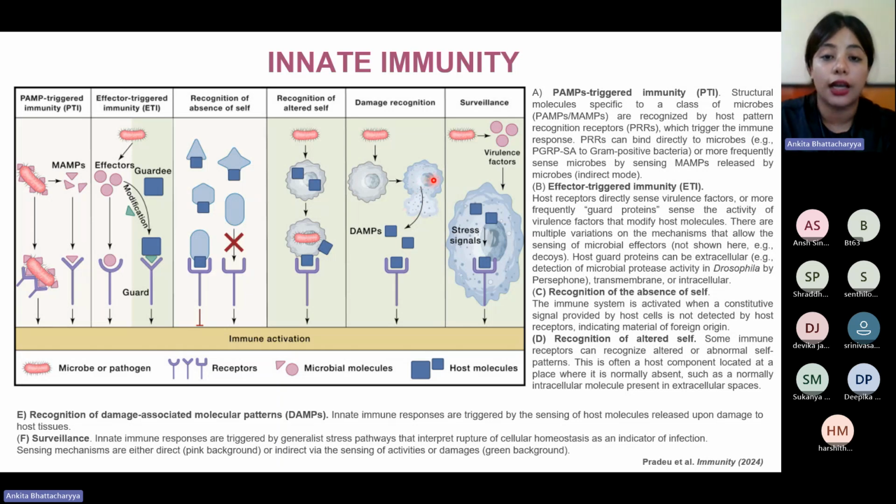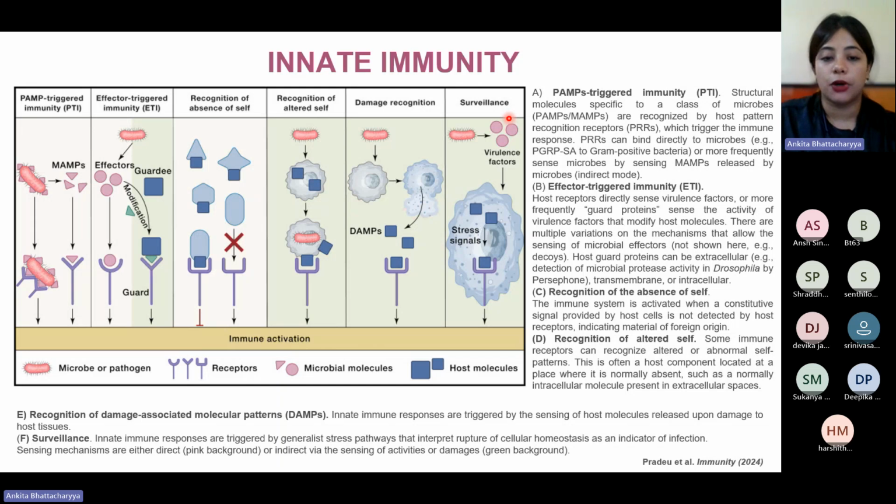So when such cells undergo such processes where they are dying, there can be release of certain factors which indicate that there is damage occurring to the host system because of some invasion that has occurred, and that damage can be recognized by these receptors known as DAMPs. And finally, what we see as part of the innate immunity is the surveillance mechanism.